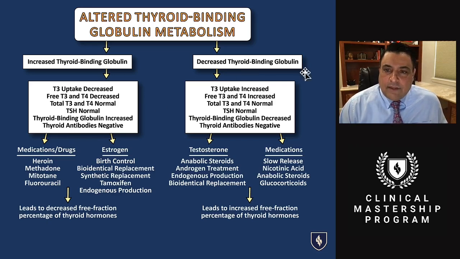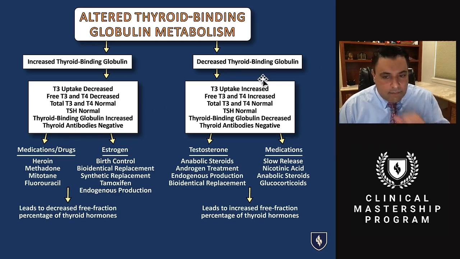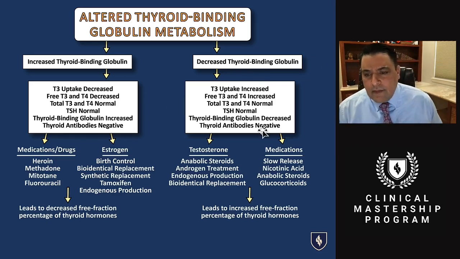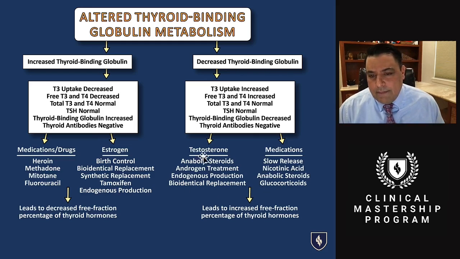And then here you can see the decreased thyroid binding globulin patterns, which is not as common. And then I wrote down different mechanisms: testosterone, really high amounts of anabolic steroids, high amounts of androgen treatment, or medications with glucocorticoids. They can impact these binding globulin levels, so there are decreased amounts of thyroid binding globulin. You can also see decreased thyroid binding globulin when people have really progressed liver disease. They're getting some liver cirrhosis. You can see some of those patterns as well.